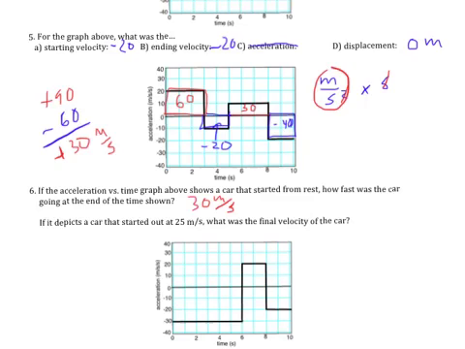Okay, now, if it depicts a car that started off at 25, what is the final velocity of the car? Well, the same thing. Basically, I'm just going to add 30 to whatever the start was. I'm adding 30 to 25. If I add 30 to 25, I get 55, don't I? So I get 55. And if I had added it to, say, negative 40, I would have gotten negative 10. So I'm going to add 30 meters per second to whatever my start was. Let's try the next one.